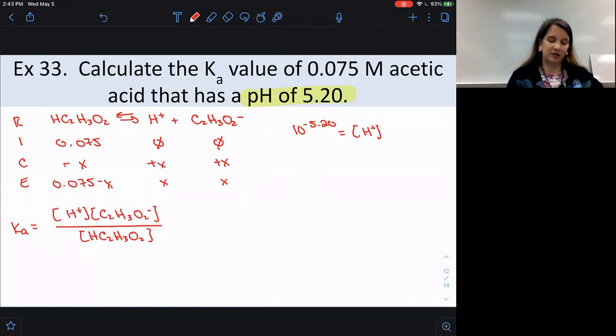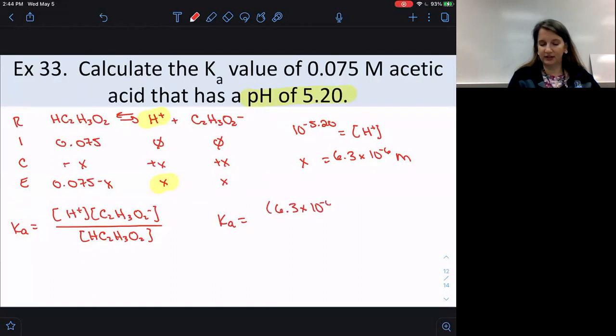So that means I have 6.3 times 10 to the negative 6. So since my hydrogen ion concentration is equal to X, I know that this is my X value, okay? So when I do the 10 to the negative pH, I'm getting my hydrogen ion concentration that is equal to X. So when I plug everything in to solve for Ka, I basically have 6.3 times 10 to the negative 6 squared, because I'm going to have X times X.